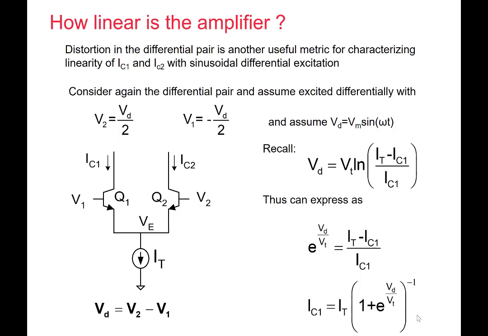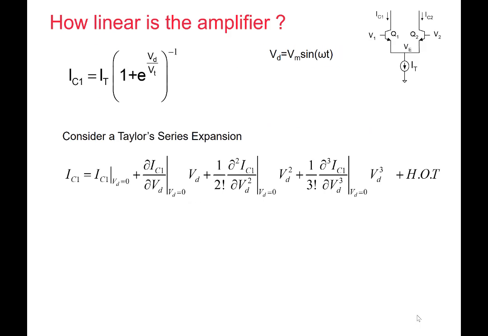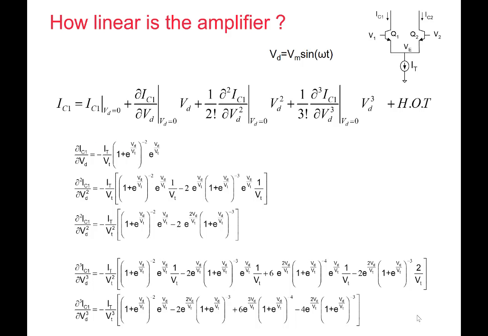We can also look at measuring distortion in the spectral domain, like we did for the MOS device. I'm not going to go through all the details. It's posted in the slides. I put in VD equals Vm sine of omega t as we did for the MOS case, and then I solve for IC. And then I do a Taylor series expansion of that nonlinear function. And then I can plug in my differential input Vm sine of omega t, and I do a few calculations.